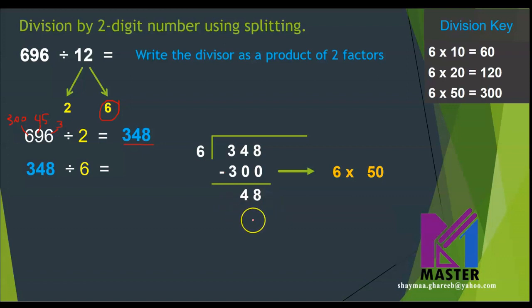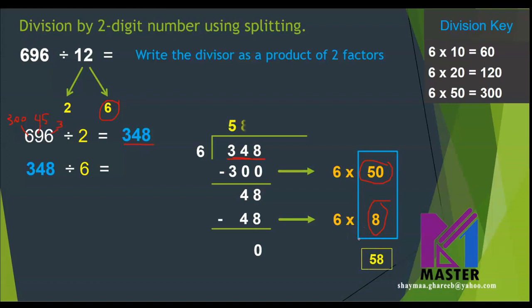What do you think? Can you recall the multiples of 6? Yes, it is 6 times 8. So you can find the 8 6s in the 48. Now I finished all the 6s in the 348. First I found 56, then 8 6s. So in total the answer will be 58.